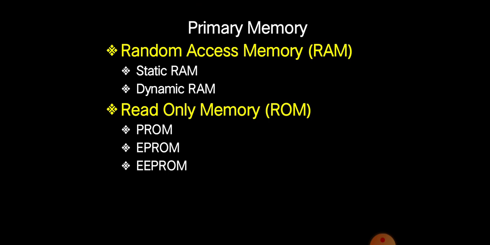While we are discussing about primary memory, there are two types of primary memories. Random access memory, it is used only for processing. Read-only memory, it is used to store the system softwares like booting software, loader software, language processors, etc. The random access memory is again classified into static RAM and dynamic RAM.